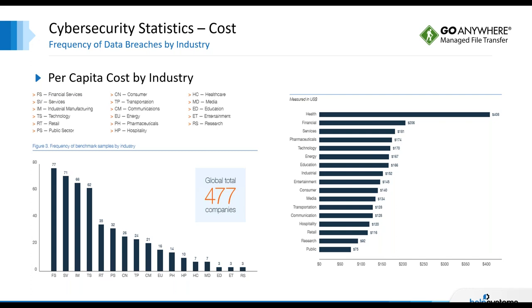The only reason I point that one out is if you look at the next graph over to the right, the actual cost per record by industry, healthcare far and away blows everybody away as far as how much per record those breaches are costing those companies. Financial is a little bit behind them.